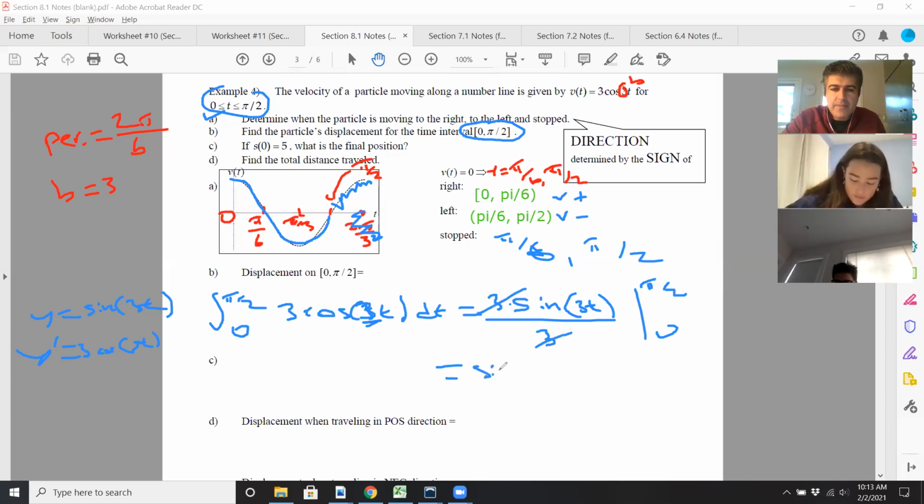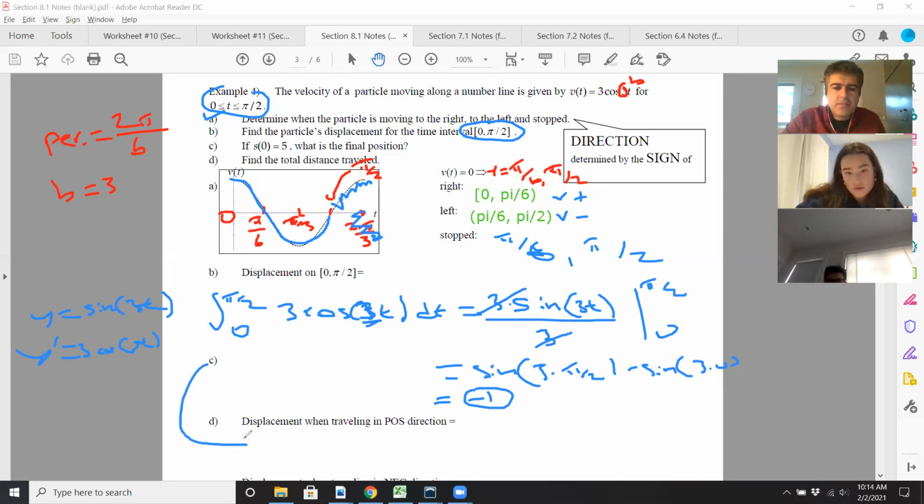So you have sine of 3 times pi over 2, which I know is negative 1, minus sine of 3 times 0, which I know is 0. So the answer is just negative 1. That's my displacement. And it kind of makes sense because if you think about it, that's all positive area right here, and that's negative, and that negative area is more than that positive area. So overall, it should be a negative displacement.